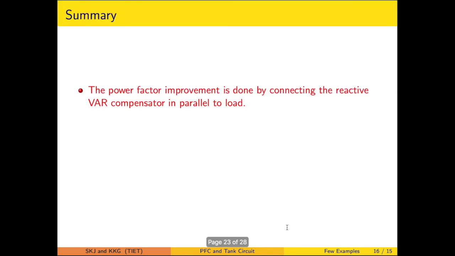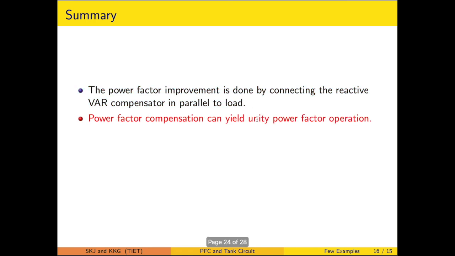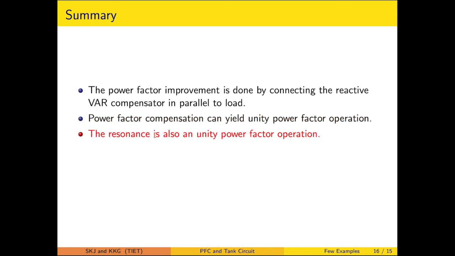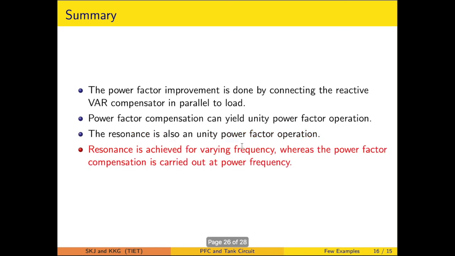So now we can have a summary. Reactive power factor improvement is done by connecting the reactive power compensator in parallel to the load. Reactive power compensation can yield the unity power factor, no problem as such. Resonance is also a unity power factor operation, but there is a difference between the two, which has to be understood. Resonance is achieved by varying the frequency, whereas power factor compensation is carried out at power frequency while varying the capacitor or compensation level.